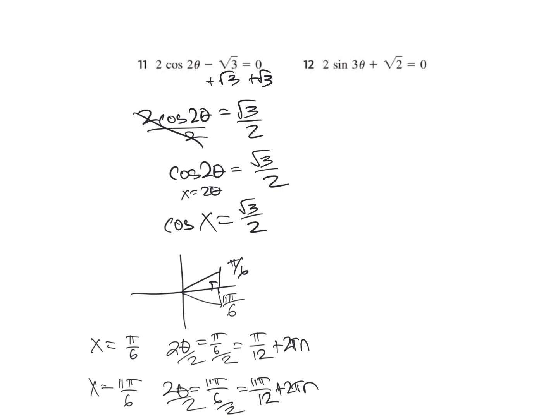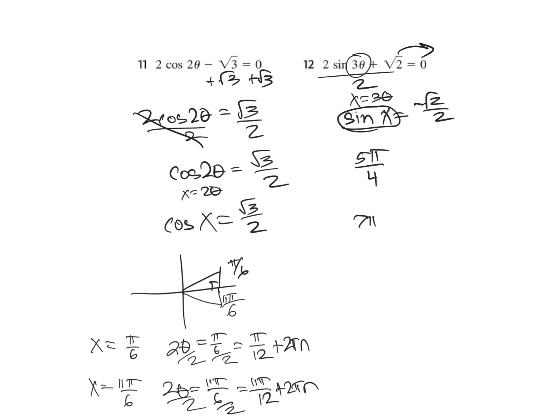So you solve it like normal, and then you have to divide off that coefficient on your value there. So we're going to subtract the square root of 2 and divide off 2. So the sine of, let x equal 3 theta, sine of x equals negative square root of 2 over 2. Sine represents y, so where's the y value negative square root of 2 over 2? That's going to be in the third and fourth quadrants at 5 pi over 4 and 7 pi over 4. So now you have x equals 5 pi over 4 and 7 pi over 4.